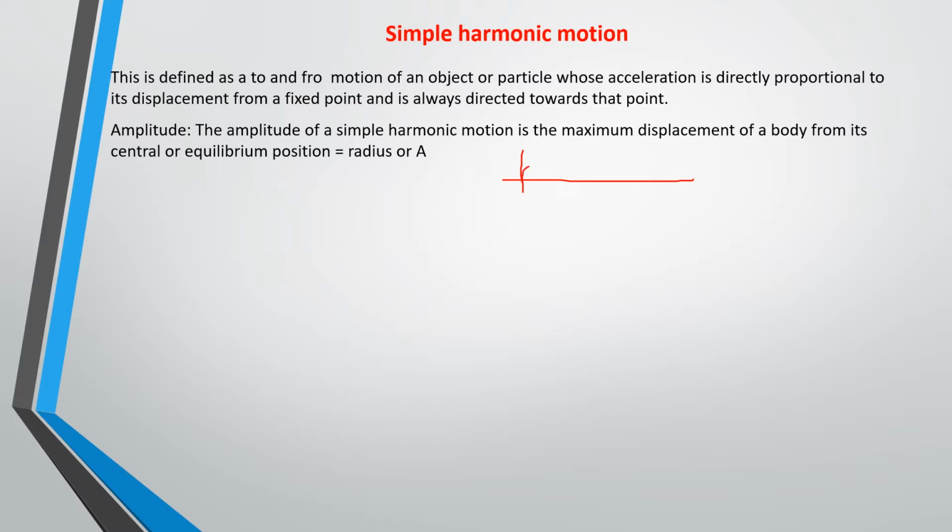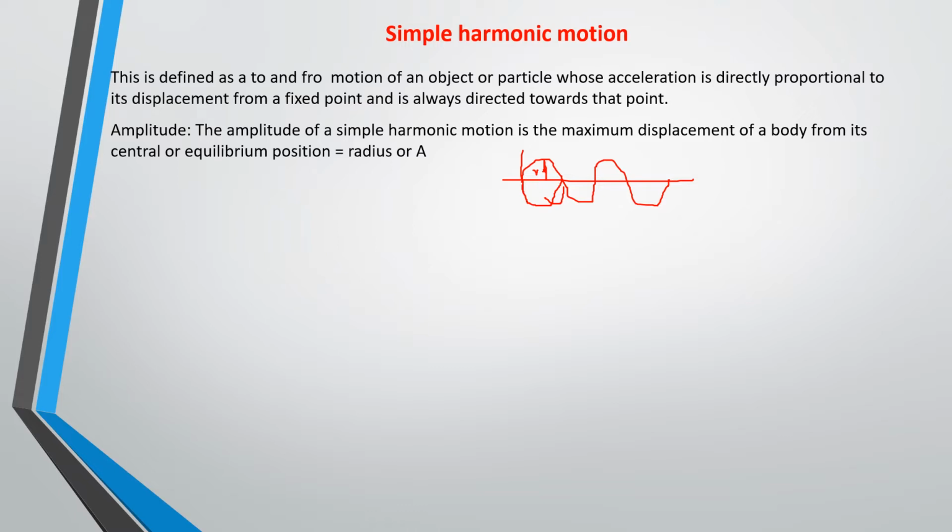So sometimes if you look at some waveform, we have something like this. So this distance from this point to this point is the amplitude of the body. Now, if you complete this circle, this amplitude is equal to the radius of this complete circle. Is that okay? So this is what amplitude is.